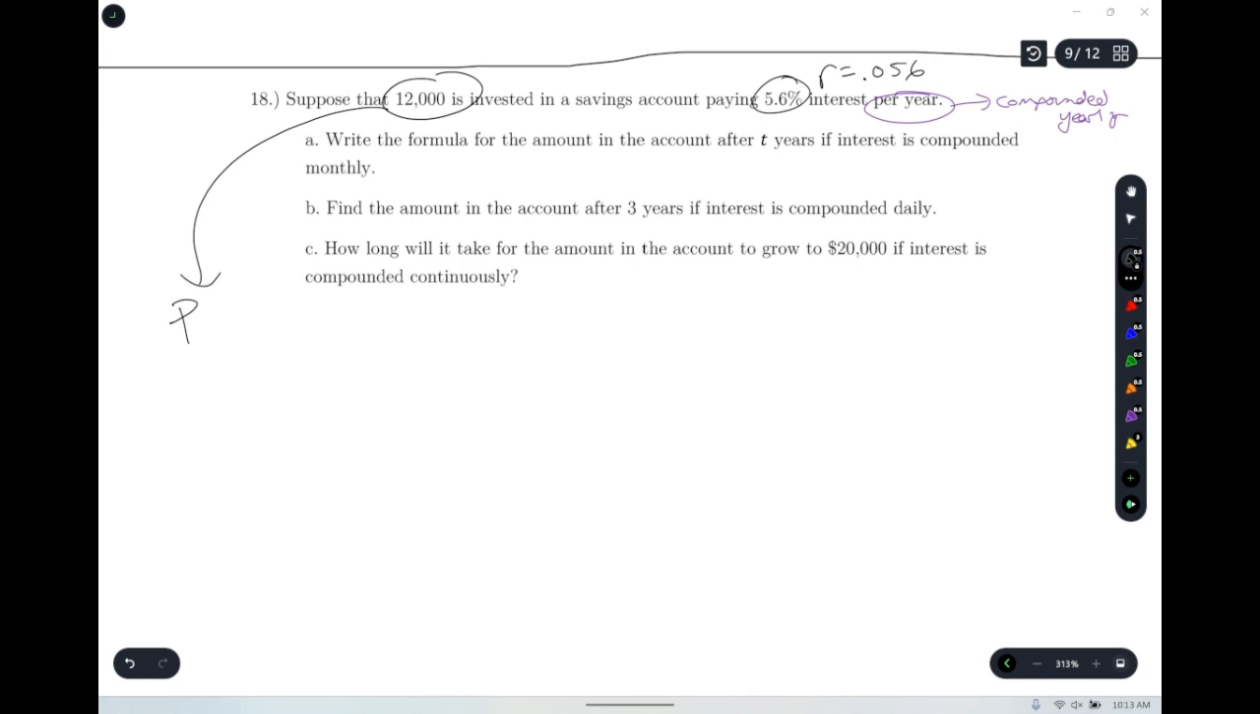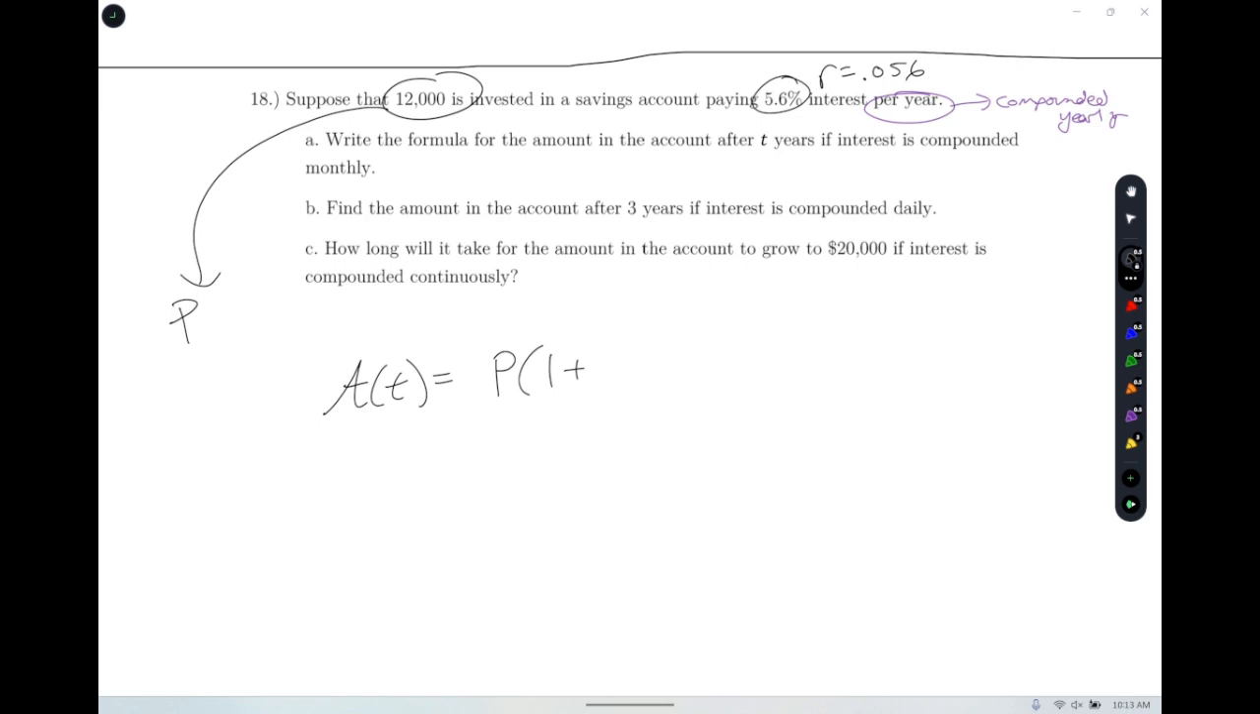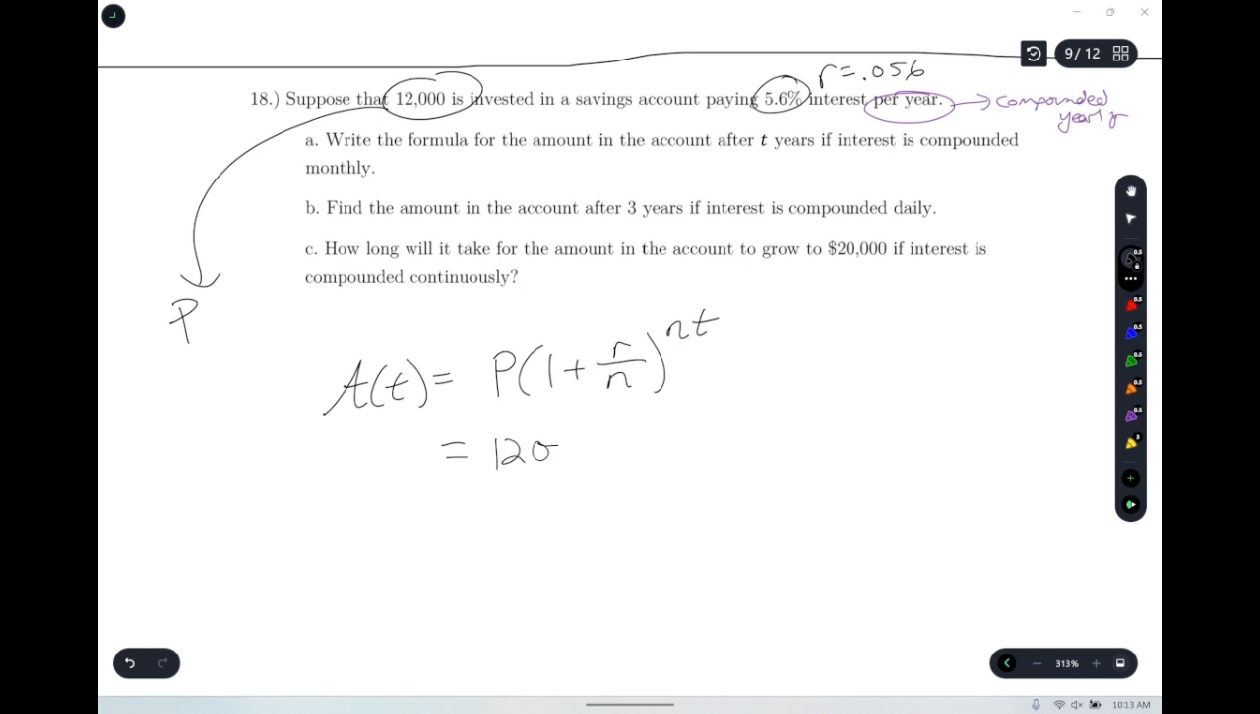All right, so write the formula for the amount of the account if it's compounded monthly. Oh, crap, so we have to remember that formula. It was A of t equals P times (1 plus r over n) to the n t. Like I said, you'll get the formula, but you won't get what it stands for. So it's up to you to know that P is principal. So that's a $12,000 plug-in, right?